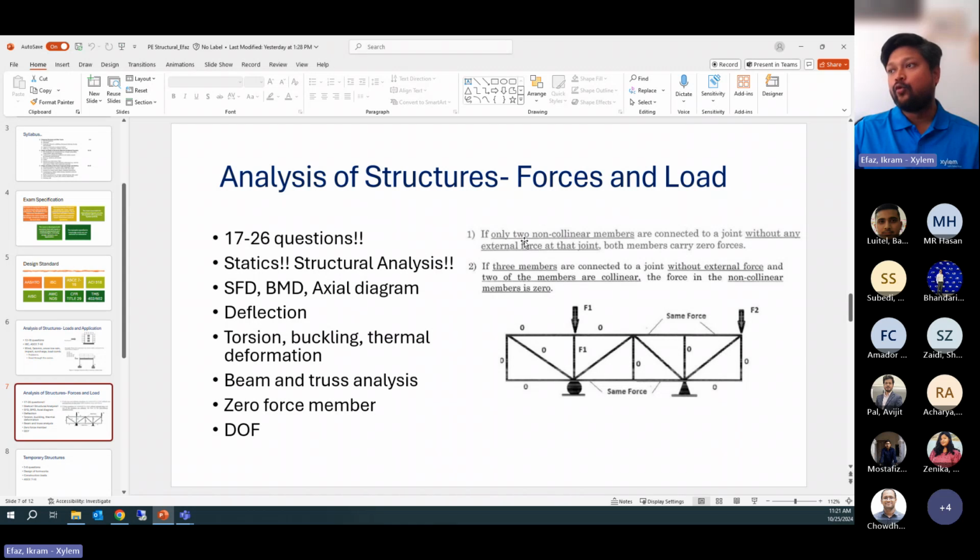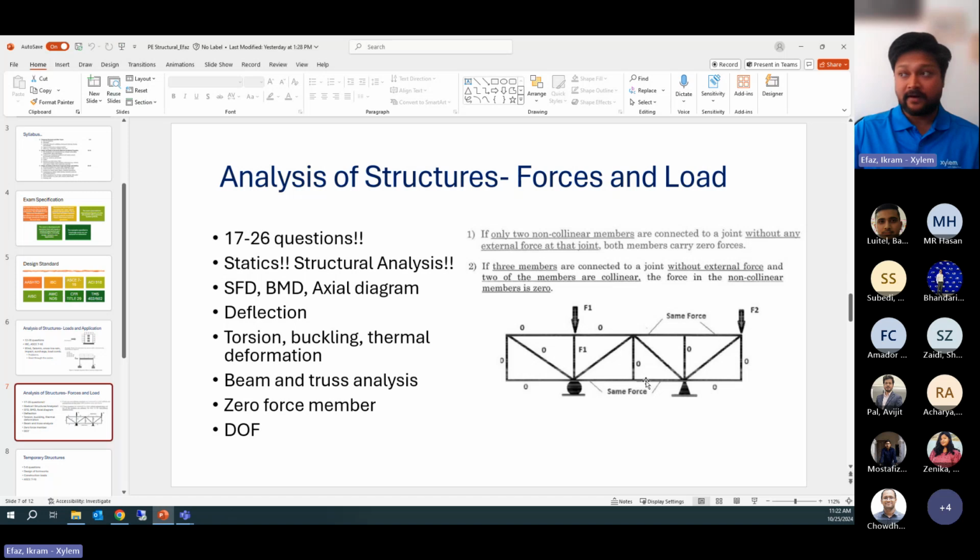If two non-collinear members are connected to a joint without any external force, both members are zero force. For example, if you look at this joint, there are two non-collinear members, right? And there is no external force. So both of these members will be zero. Similarly, for this joint, this member and this member are non-collinear, and there is no external force. So both of these member forces will be zero.